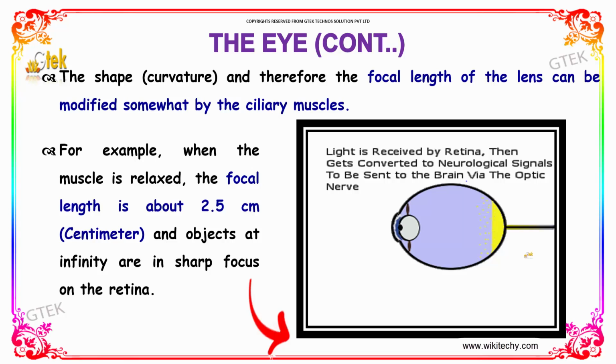Now you can see here, light is received by the retina and then it is converted to the neurological signals which are sent to the brain via the optic nerve. So this one is the optic nerve.